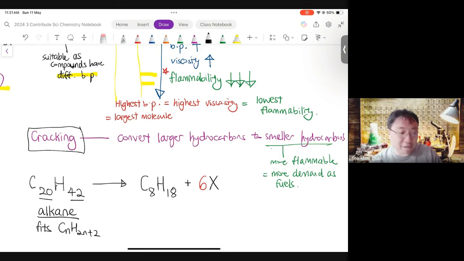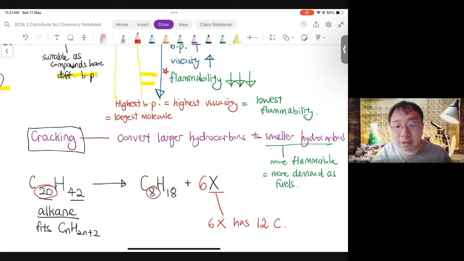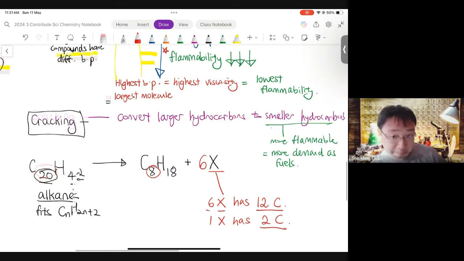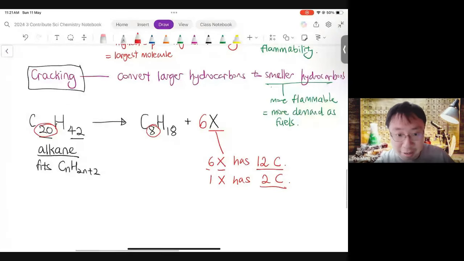So of course, the first question is, may I know what's X? How do you work out X? Again, the idea is a balanced equation. I have 20 carbons, I have 8 over here on the right. That means 6X has 12 carbon atoms. 20 minus 8 equals 12. If 6X has 12 carbon, 1X has 2 carbons. We take 12 divided by 6. So you must always remember to divide by the coefficient, or else you will not be correct. So X has 2 carbons.